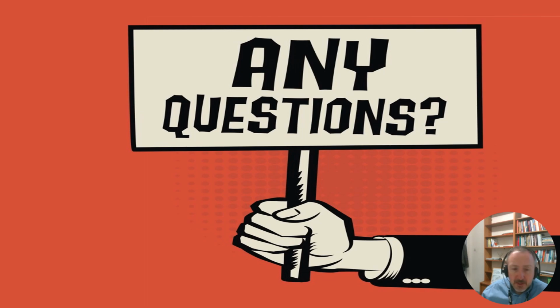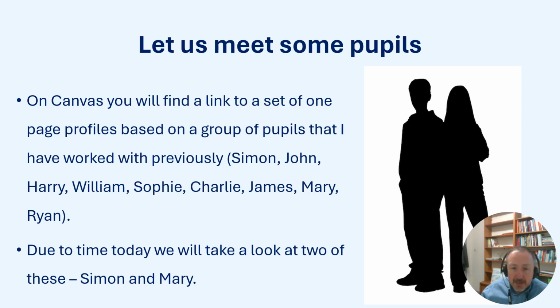So at that point we asked any questions, and then we moved on to meet some pupils. So on Canvas for this week you will see a link to the Meet the Pupils PDF, and on that particular document you will see an outline of different learners that I worked with previously, whose names I've changed to Simon, John, Harry, William, Sophie, Charlie, James, Mary and Ryan. And in terms of the amount of time that we had in the session, I suggested we looked at two of these learners, Simon and Mary.